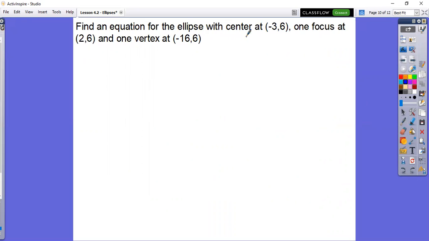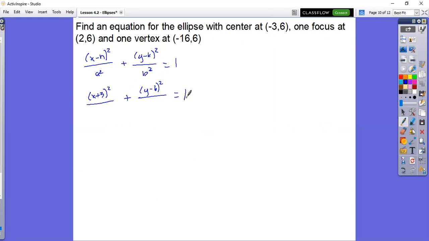So in this case, I have an ellipse with a center at -3, 6. Again, I'm going to write out what the general equation looks like. This is (x minus h) squared over a squared plus (y minus k) squared over b squared is equal to 1. All right, so I'm going to start filling in the information that I know. I've got the center at -3, 6. This is going to be (x plus 3) squared over something. I don't necessarily know what that something is yet, plus (y minus 6) squared over something, and this is equal to 1. And again, these numbers are coming from the center. This is the h, this is the k.